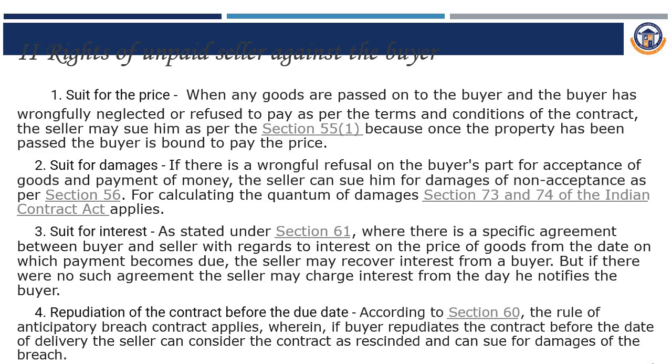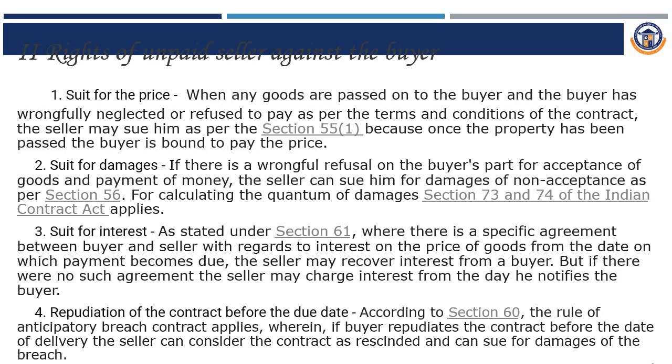Then the fourth case in which the seller has a right against the buyer is repudiation of the contract before the due date. According to Section 60, the rule of anticipatory breach of contract applies, wherein if a buyer repudiates the contract before the date of delivery, the seller can consider the contract as rescinded and can sue for damages for the breach.